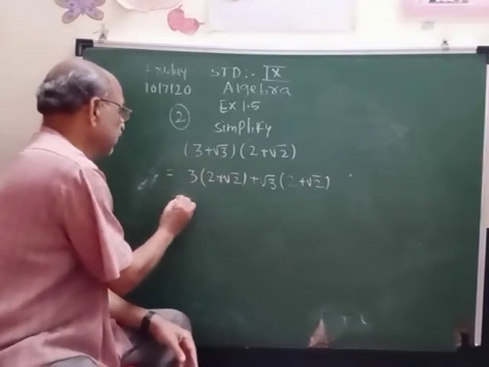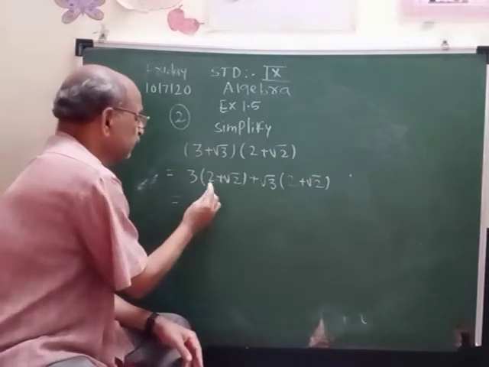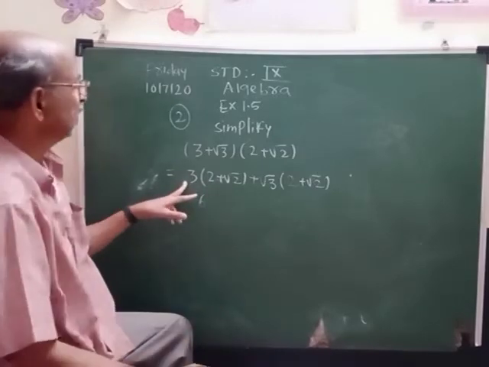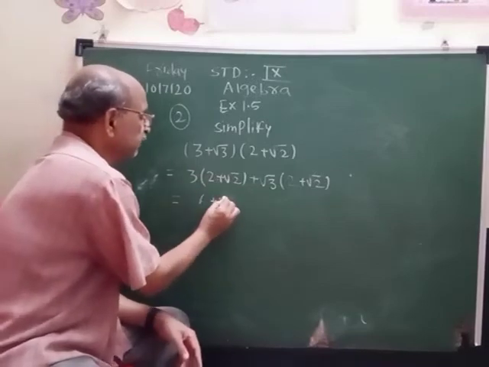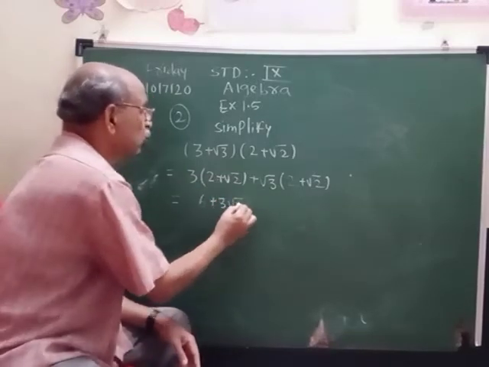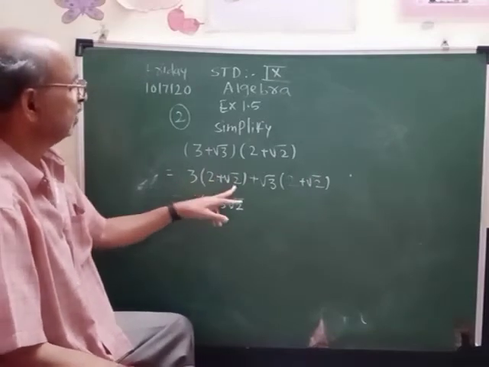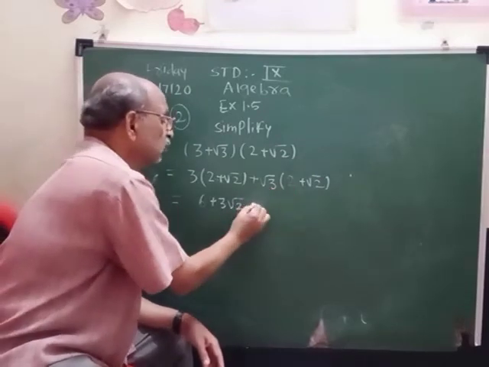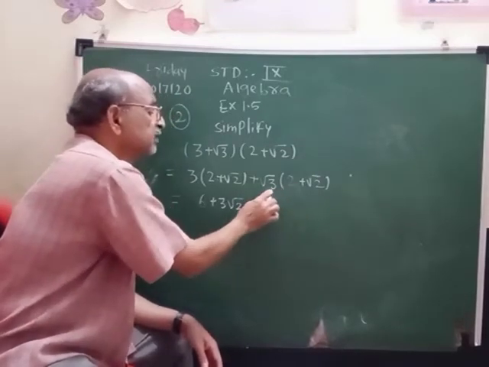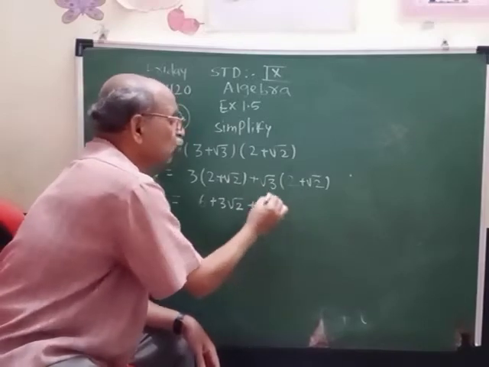Now we multiply 3 by the first term, 3 into 2, that is 6. Now, this is a rational number and this is an irrational number, so we cannot multiply. So 3 will come outside with root 2, because they are not the same kind of number. Here also the same, root 3 multiplied by 2, here 2 is rational and this is irrational, we cannot multiply. So we have to write 2 outside, 2 root 3.